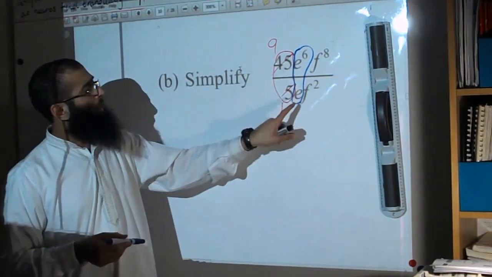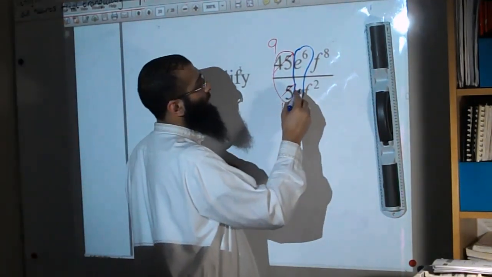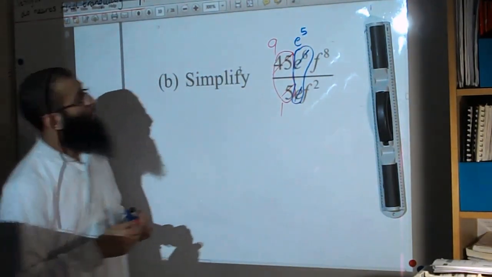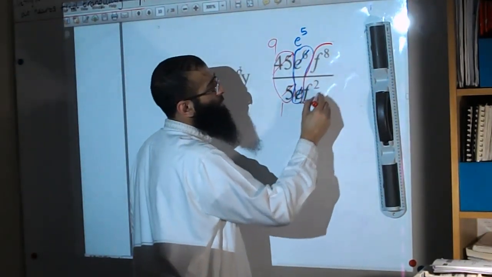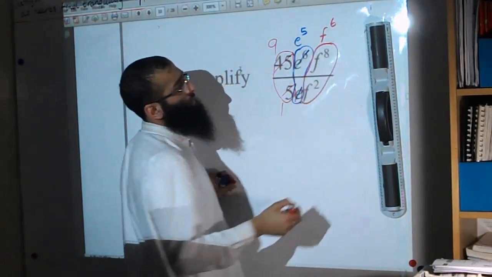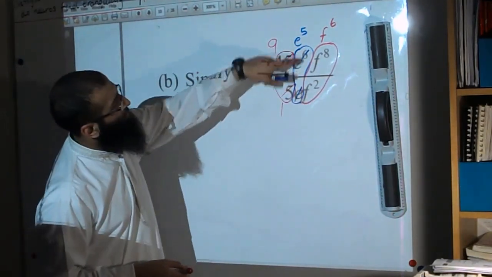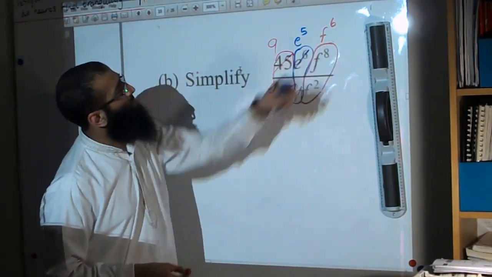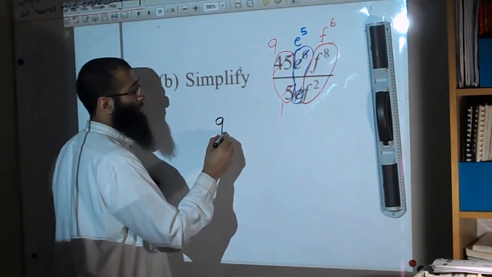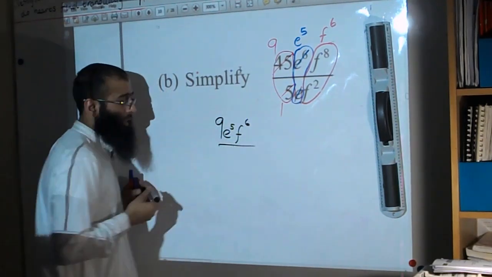Okay, e to the 6 divided by e to the power of 1. What will that give us? E to the power of 5. Right, next bit. We have f to the 8 divided by f to the 2. And that will give us f to the 6. Why is it f to the 6? Because when you divide them, you minus indices. So 6 minus 1 is 5, 8 minus 2 is 6. So the final answer for that question will be 9 e to the 5 f to the 6. That's it for that one.